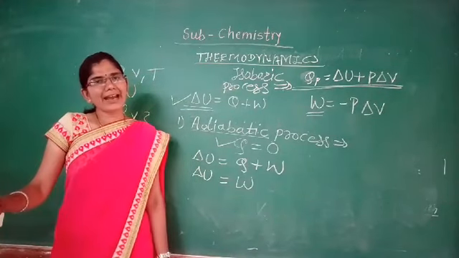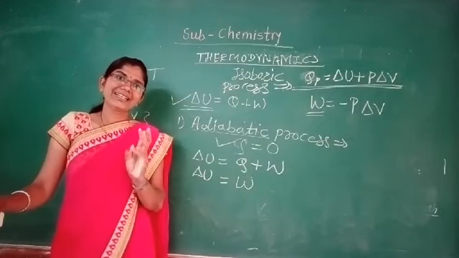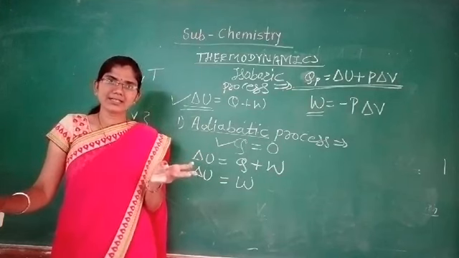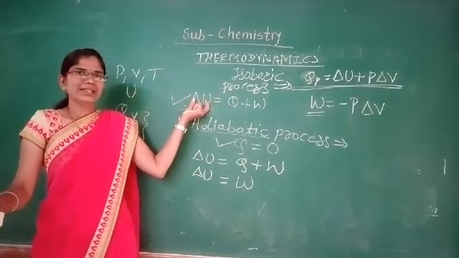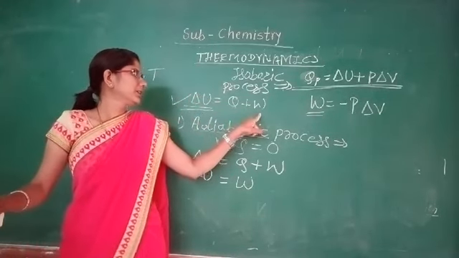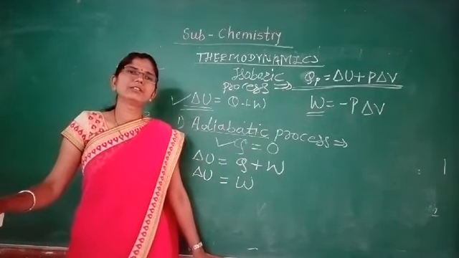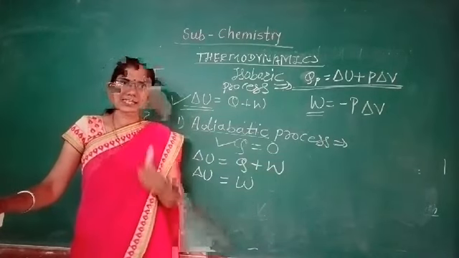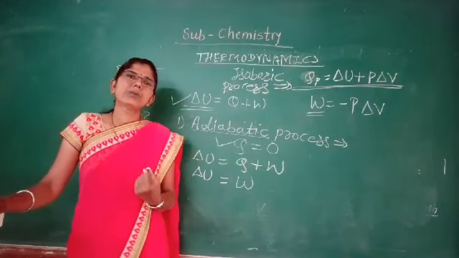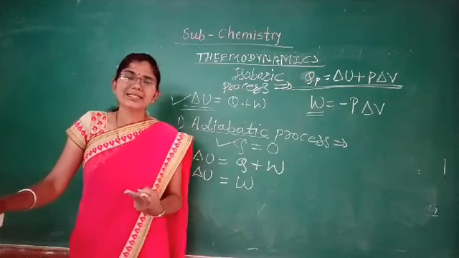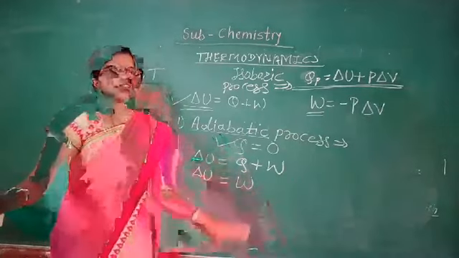So up to now we have seen the statement of the first law of thermodynamics. It can be stated in three different ways. Then next, the expression of the first law of thermodynamics, delta U equal to Q plus W, and next we have seen the first law of thermodynamics in an isothermal process, the second one in an isochoric process, the third one in an isobaric process, and the last one in an adiabatic process.